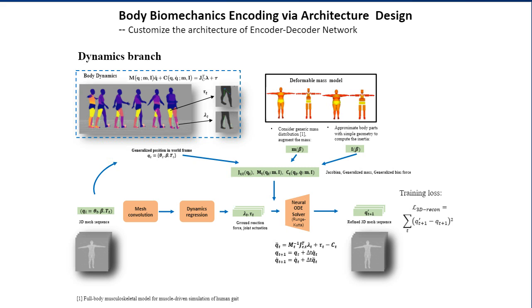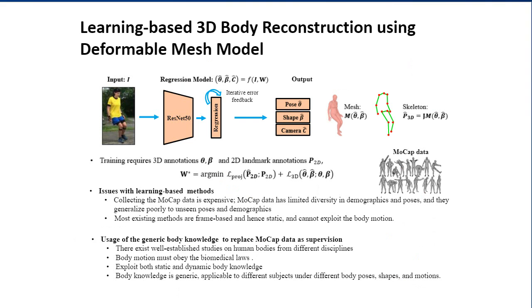All right, the next question. In the learning-based 3D body reconstruction part, you used the ResNet 50 architecture. Can I learn if there is a specific reason why you used this DL model?